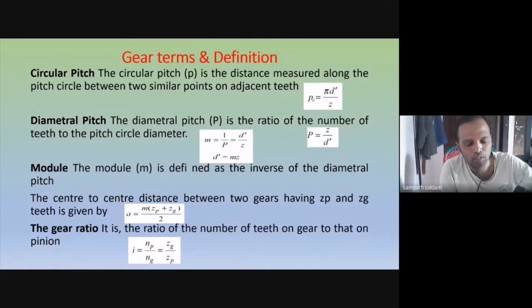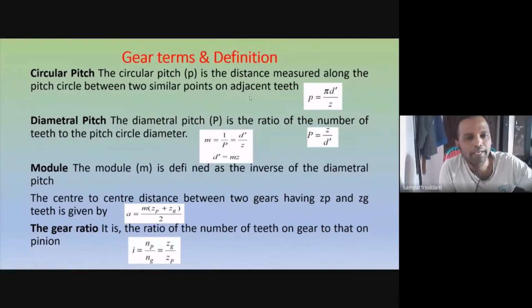Sometimes, in a short 2-marker question, they will give you the pitch circle diameter as well as the number of teeth, and ask you to calculate the circular pitch. In that case, you can calculate with the help of this formula given over here.